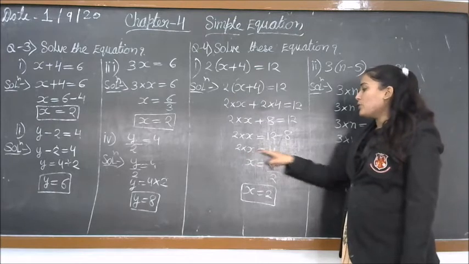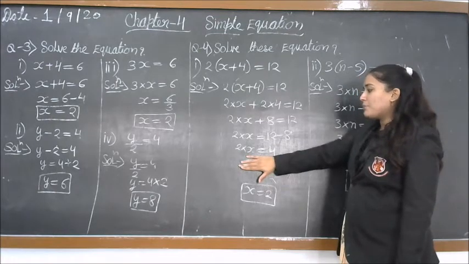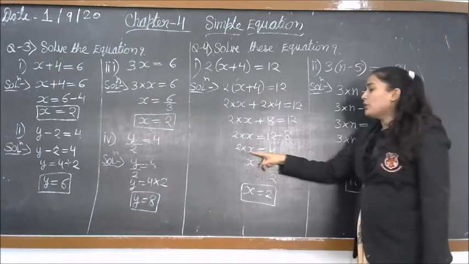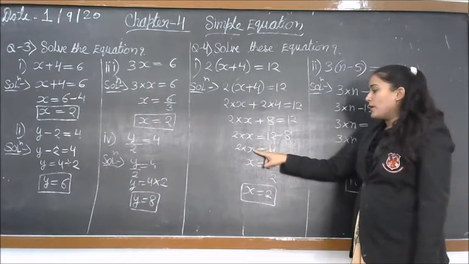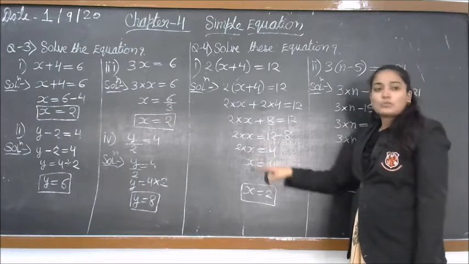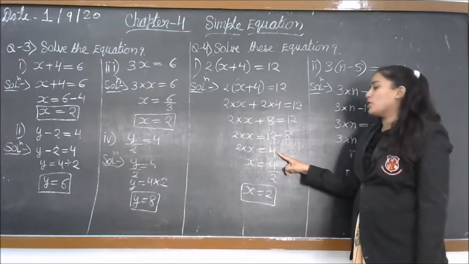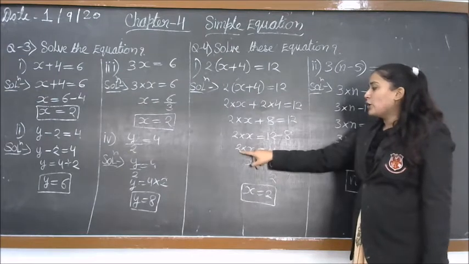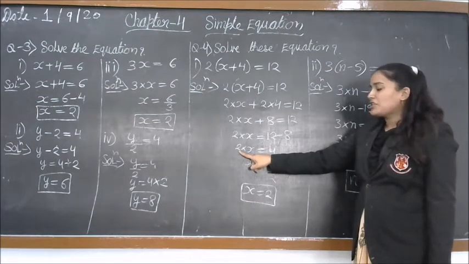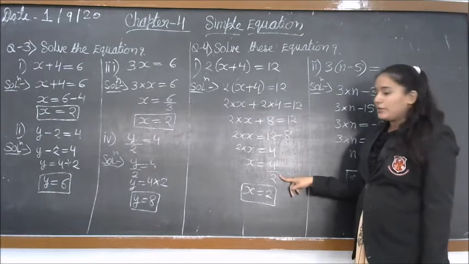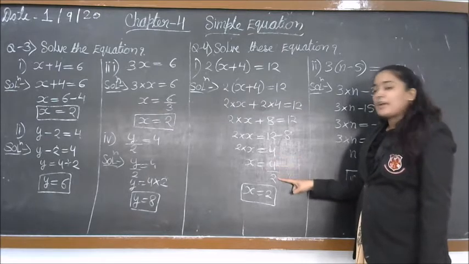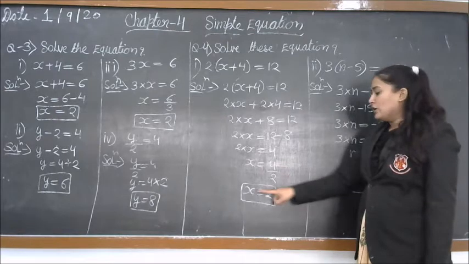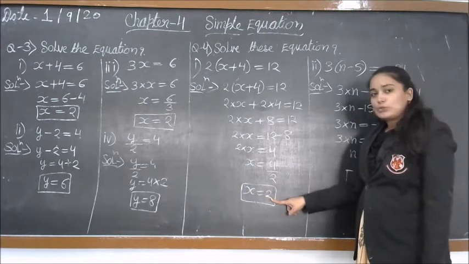Now, 2 into x equal to 4. This is the type of equation we discussed in the third question. So, 2 into x equal to 4. X is the variable, 2 is a constant, 4 is also a constant. We put x as it is, 4 as it is, 2 is in multiplication, therefore we put it in division. So, 4 divided by 2, the answer is 2. So, the value of x is 2.